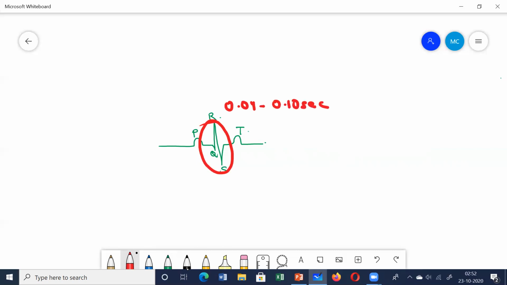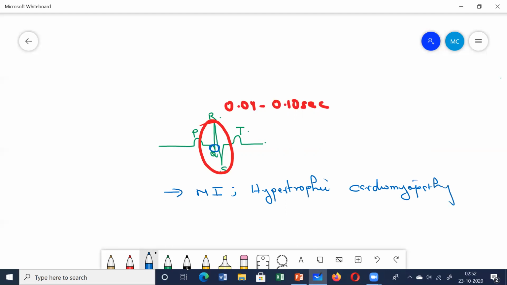And abnormal Q waves usually occur in myocardial infarction and in hypertrophic cardiomyopathy. So these are the conditions when you are going to get abnormal Q waves. As I told you, the first negative one is the Q wave, then the positive deflection is the R wave, then the negative deflection is the S wave.